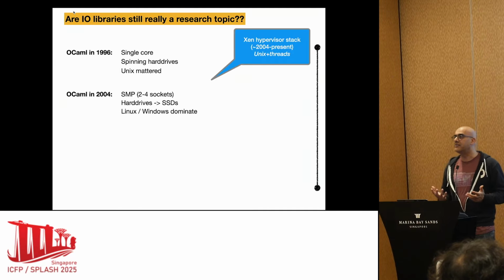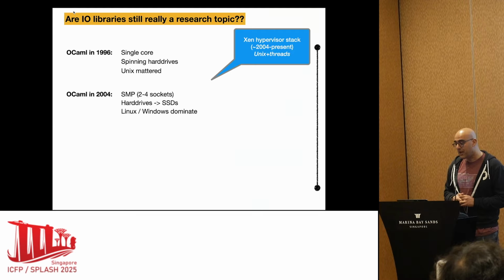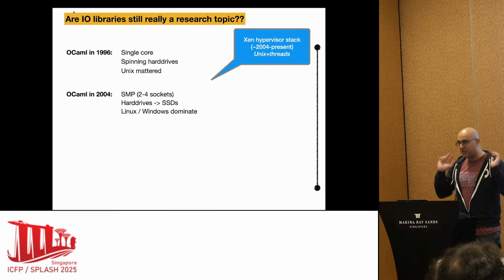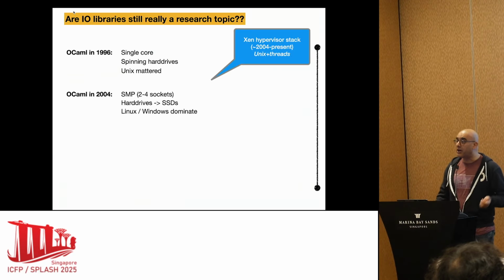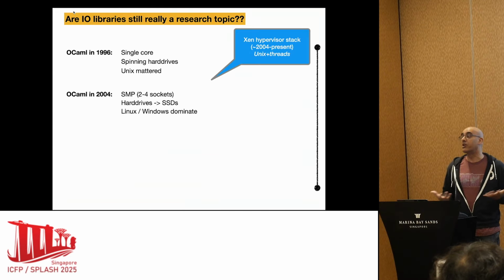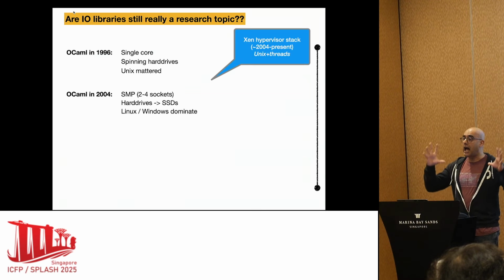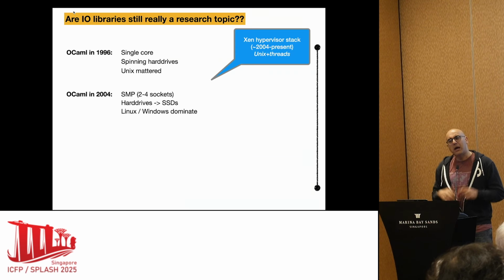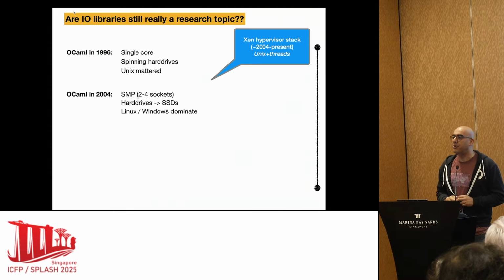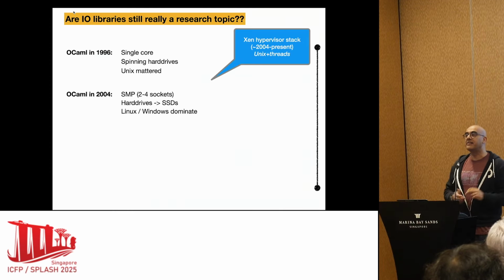So back in 1996, when I started using OCaml, life was pretty simple. It was single core machines, they were spinning hard drives, and Unix mattered a lot. Like the idea that we would have a single standard called POSIX remained true and important and relevant. And then this technology called Xen came on that I worked on, where we had this idea of virtualizing machines. I'll talk more about that.